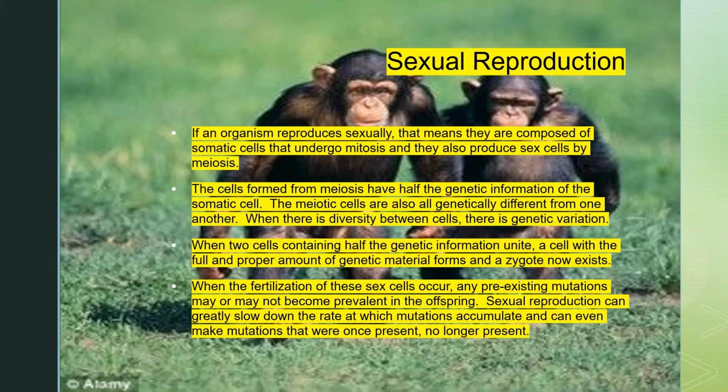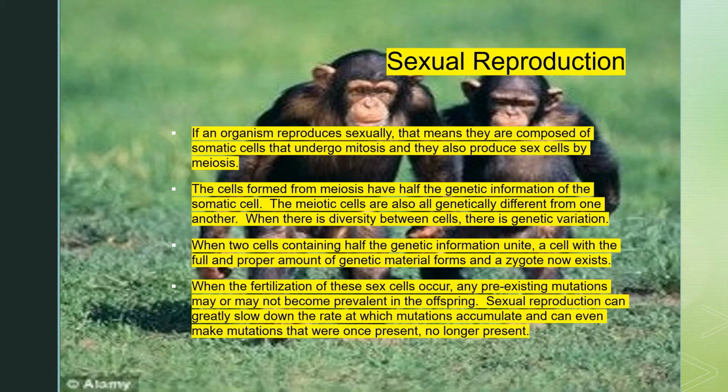Now, sexual reproduction. If an organism reproduces sexually, that means they are composed of somatic cells that undergo mitosis, and they also produce sex cells by meiosis. The cells formed from meiosis have half the genetic information of the somatic cell. The meiotic cells are also genetically different from one another. When there is diversity between cells, there is genetic variation. When two cells containing half the genetic information unite, a cell with the full and proper amount of genetic material forms, and a zygote now exists.